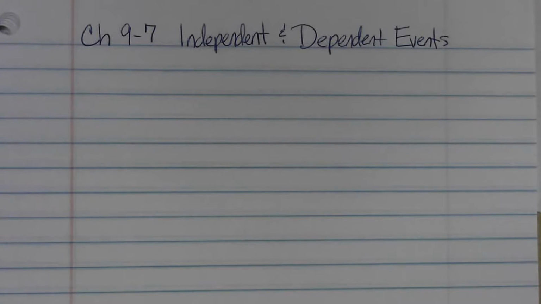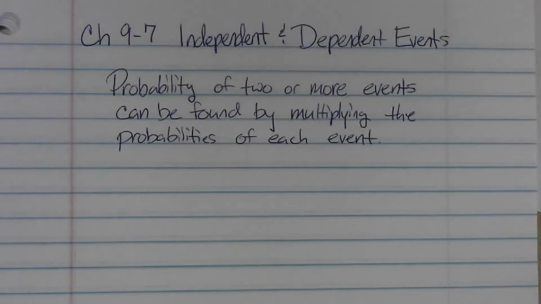It's time for Chapter 9, Section 7, Independent and Dependent Events. Alright, so the first thing we need to talk about in this section is the probability of two or more events happening one after another. Let's take a look at that.